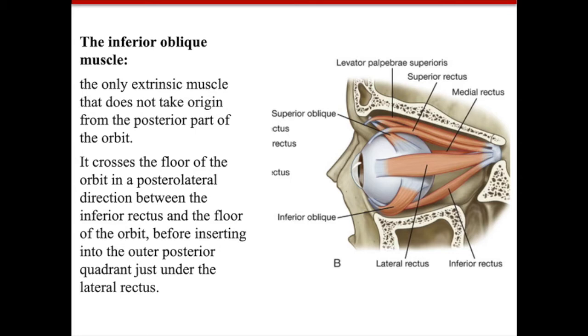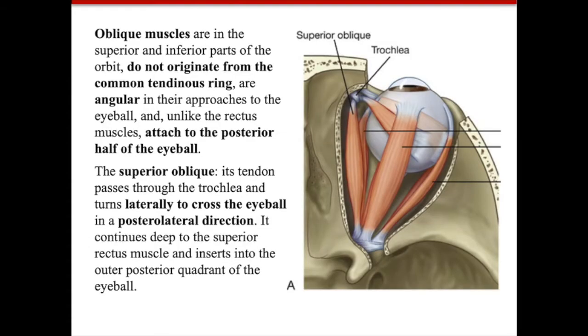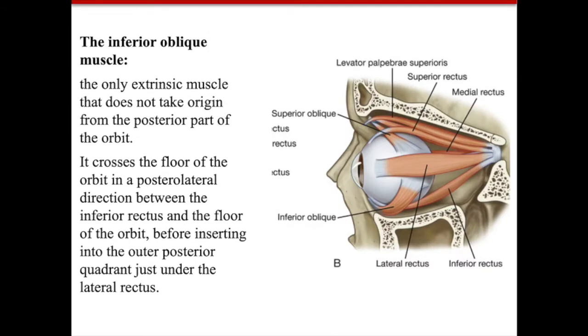Okay? Your goal is to identify these muscles in a picture like this, or in another picture that I've shown you. Pay attention: if you're seeing a superior view, it would be very difficult to see the inferior oblique. And here you see all the muscles, including the attachment of the inferior oblique onto the eye.